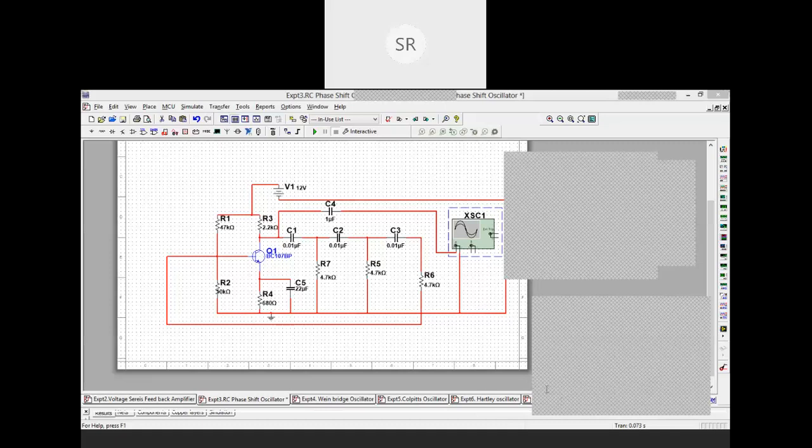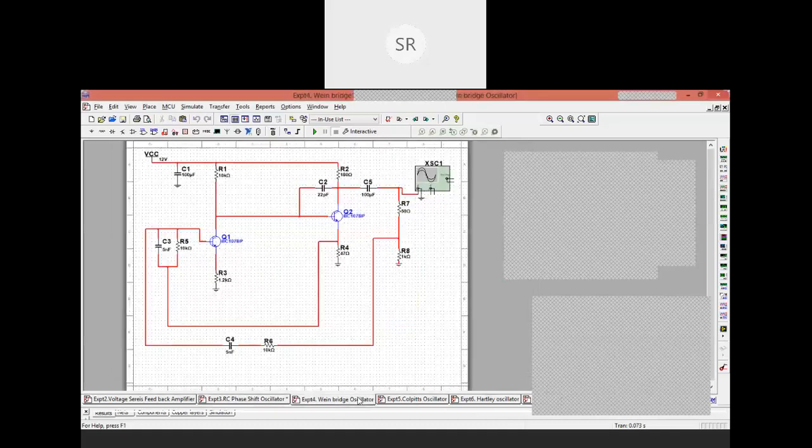Your third experiment is the Wien bridge oscillator. Which resistor and which capacitor are used to decide the frequency of oscillation of the Wien bridge oscillator? This R and C is the series combination of the Wien bridge, and this one is the parallel combination of the Wien bridge. This R and C decide the frequency of oscillation of the Wien bridge oscillator output. The value of R equal to 10 kilo ohm, the value of C is equal to 5 nanofarad.